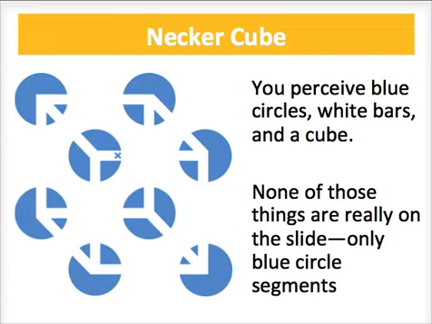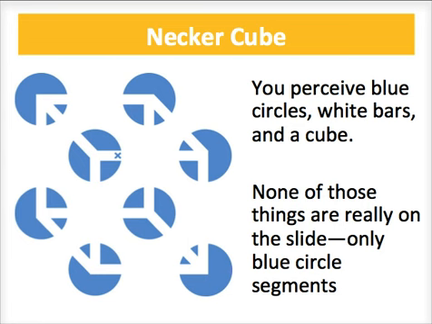This is called a Necker cube. It's one of my favorite illustrations in psychology. Most people, when they look at this, see a cube made of white bars in front of a field with blue polka dots on it. You see the blue circles, the white bars, and the cube. However, none of those things are really on this slide.